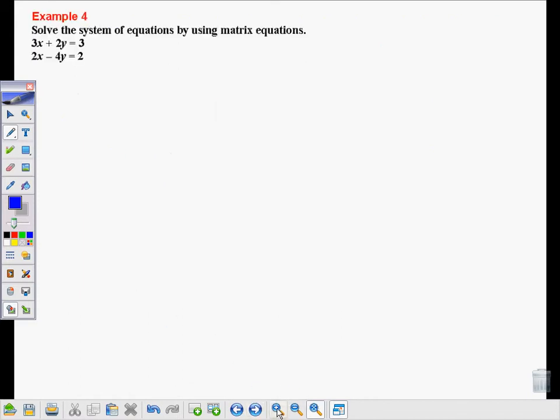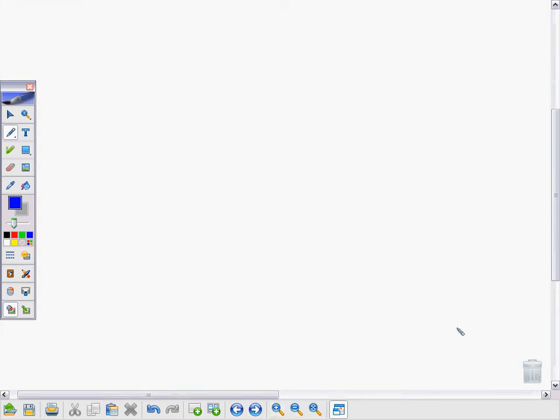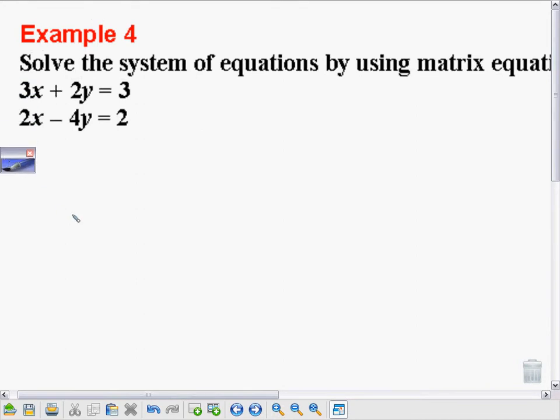We're going to solve this system using matrix operations. Okay, let me zoom in so this is easier to see. Get this out of the way. This is the system that we're going to solve using matrix equations and operations. We've done this one using elimination. We've done this one using substitution. We've done this one using graphing. But now we are going to use matrices.